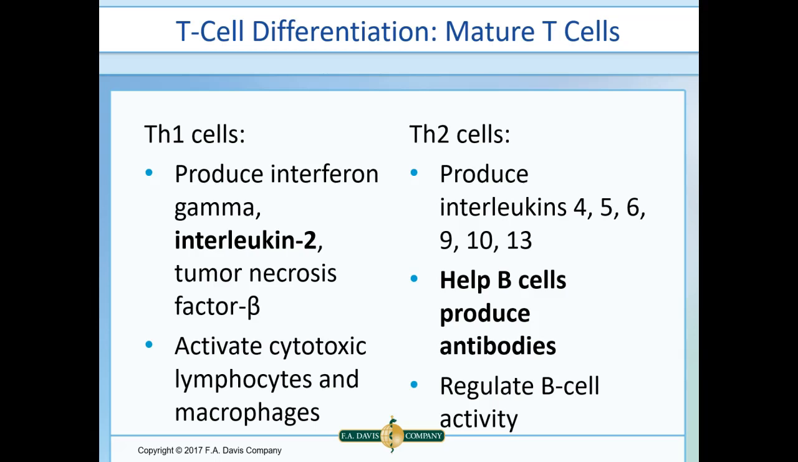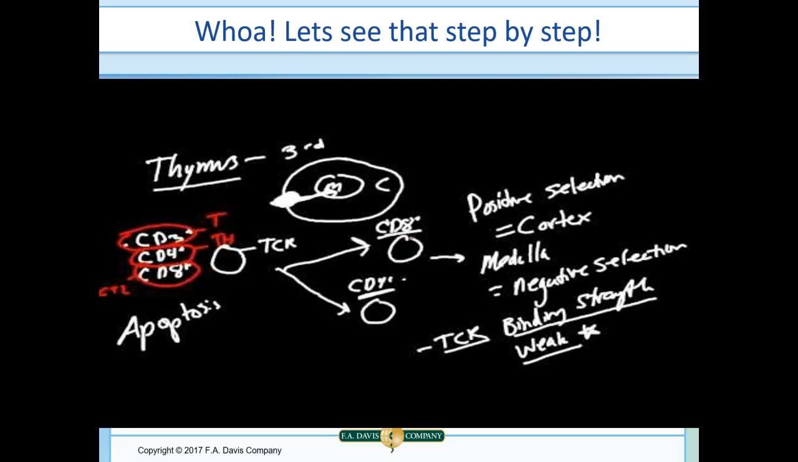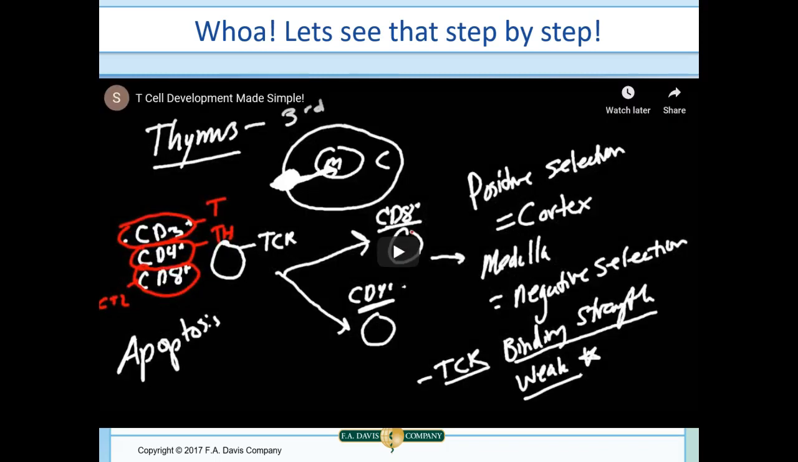On the other hand, the T helper 2 cells produce a lot of different interleukins, okay, not just 2, but all the rest of them essentially. It helps B cells produce antibodies. It regulates that B cell activity, okay? So there's a difference here. Be familiar. Might just require making note cards or something like that.